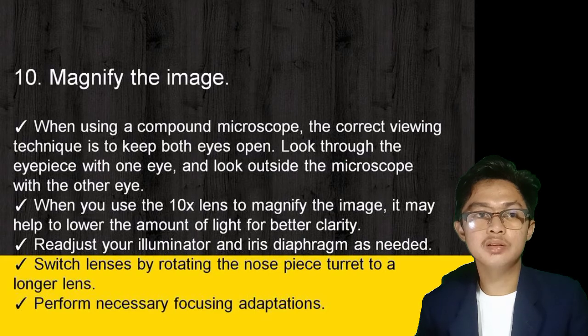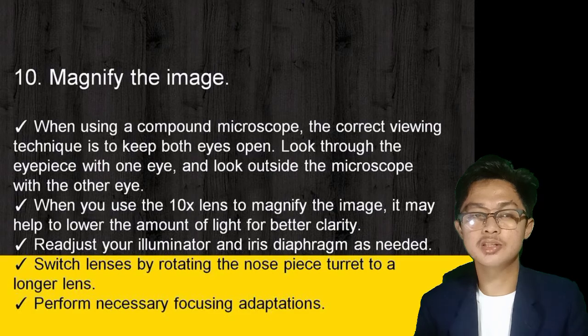When you use the 10 times lens to magnify the image, it may help to lower the amount of light for better clarity. Readjust your illuminator and iris diaphragm as needed. Switch lenses by rotating the nosepiece turret to a longer lens. Perform necessary focusing adaptations.